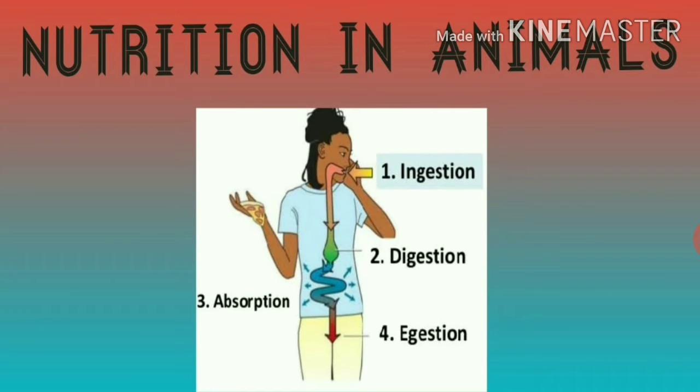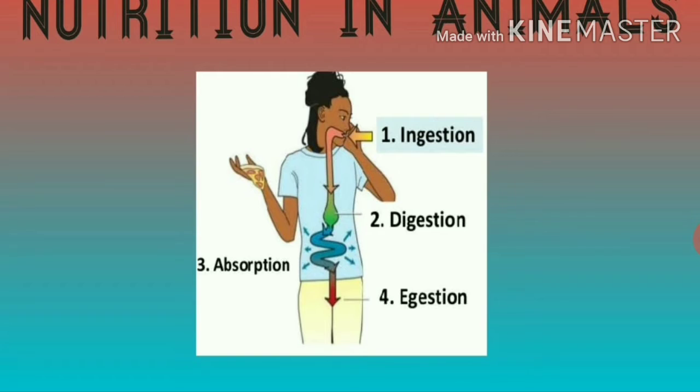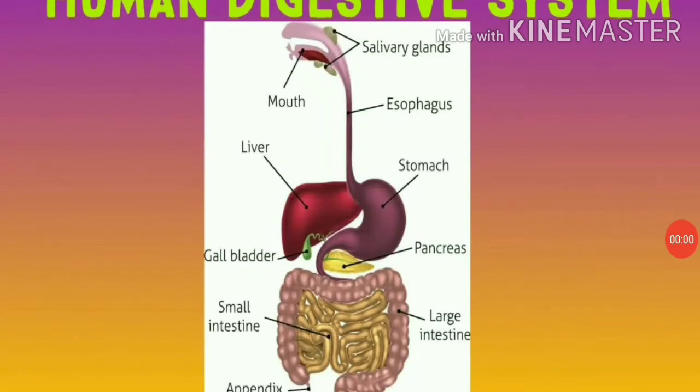The third one is absorption. The process by which soluble molecules present in the digested food pass into body fluids like blood is called absorption. The fourth one is assimilation. Assimilation is the process in which the absorbed food is used for producing energy and growth. And the last one is egestion, the process by which the undigested food material is thrown out of the body. Okay, so these are the main steps.